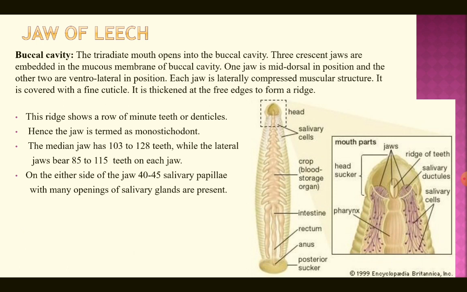denticles. The median jaw has around 103 to 128 denticles, while the lateral jaws bear 85 to 115 teeth on each jaw. On either side of the jaw, 40 to 45 salivary papillae with many openings of the salivary glands are present. So here you can observe how the jaws are arranged in the buccal cavity along with the salivary glands.